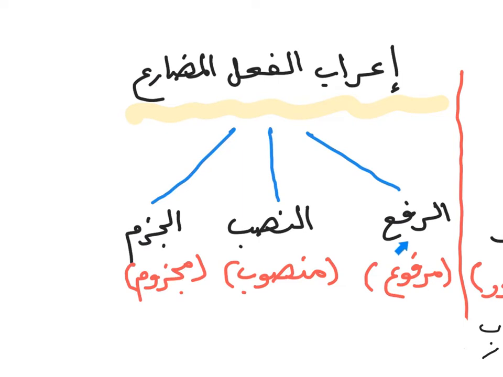Okay, so fi'l mudari' can be in the state of ar-raf'u, so we can say that the hukum of fi'l mudari' is marfu'. And fi'l mudari' can also have the second state, which is an-nasbu. And when the fi'l mudari' is in the state of an-nasbu, we call it mansub. And finally, the fi'l mudari' has another state, which is al-jazmu. So here it is different from the isim. In isim we have al-jarru, and for fi'l mudari' we have al-jazmu. And when the fi'l is in the state of al-jazmu, we call it majzoom.